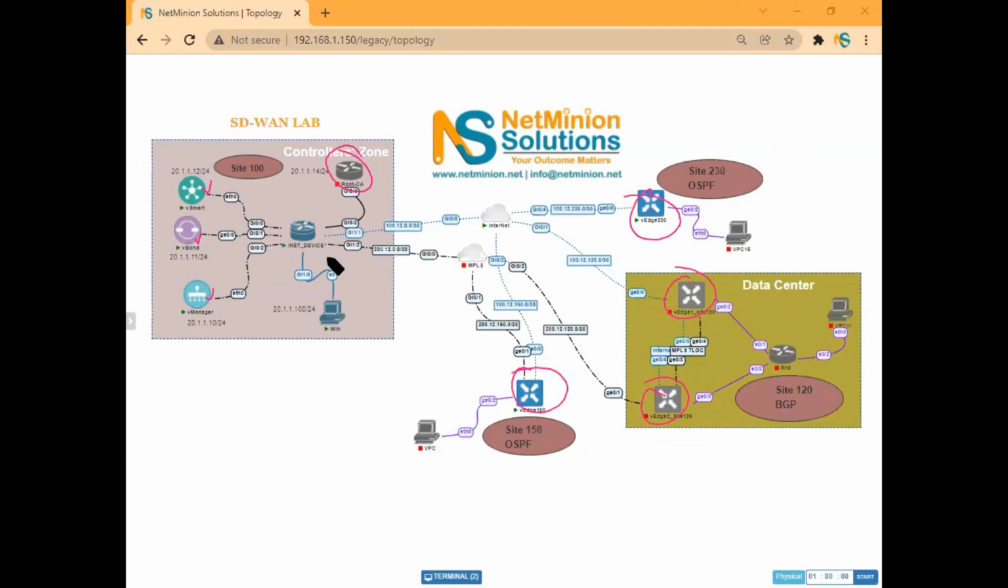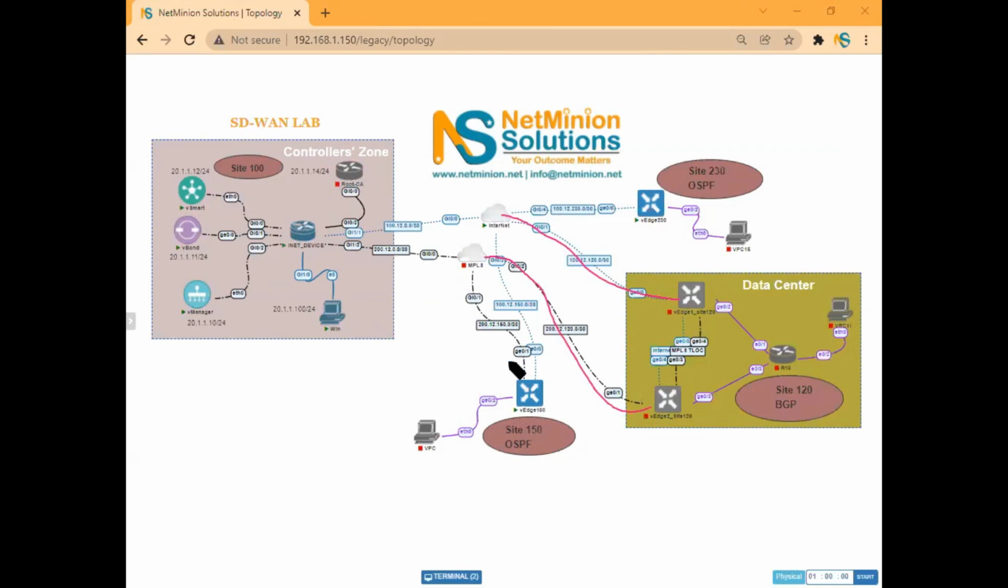Here we have the root CA server also. We have two connection ISPs, one for the MPLS, one for the internet. We have all sorts of sites: some connected with the internet only, some connected with maybe MPLS and internet both, or maybe there is dual connectivity with your dual WAN devices.